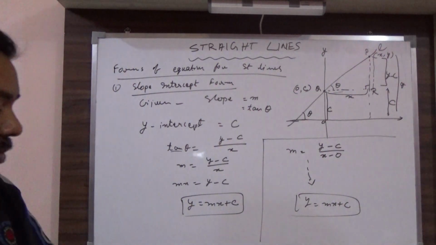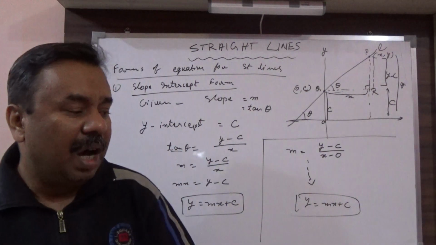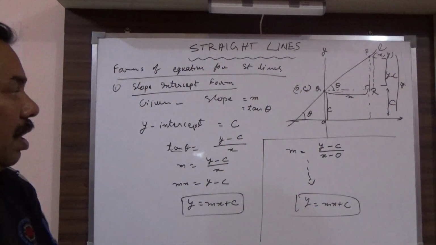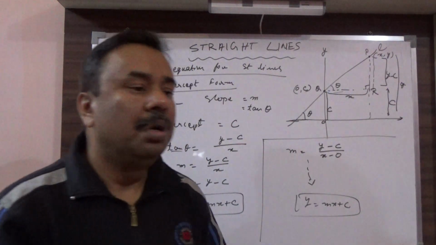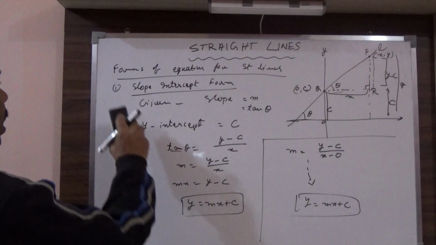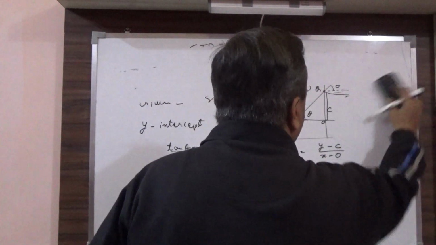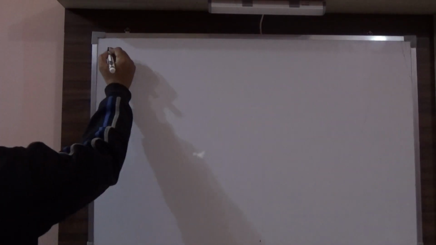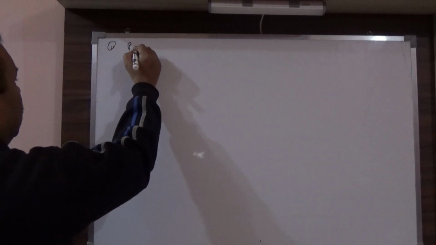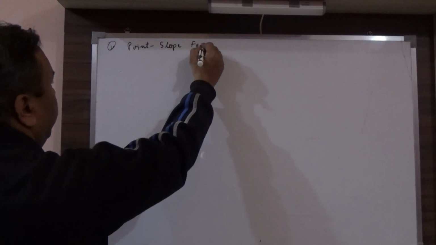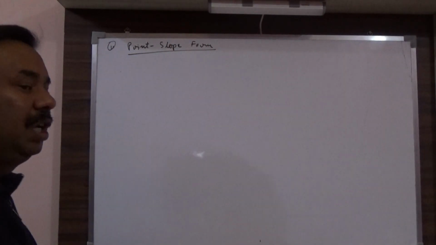Okay. Now similarly, if some other information is given to you, that is, instead of giving y-intercept, coordinates of any other point is given to you. Okay, so that will be how to find out the equation in those cases, and that will be called the second form, that is called point slope form. What is there in this?